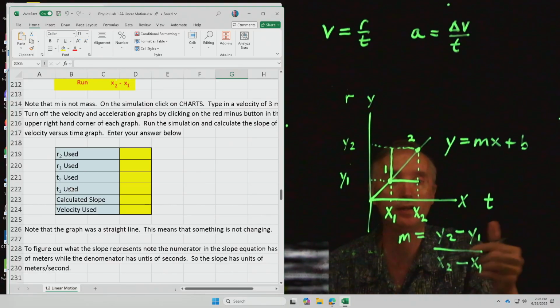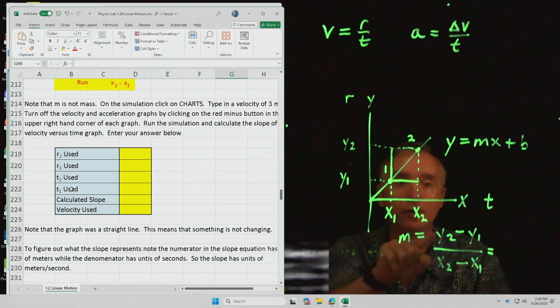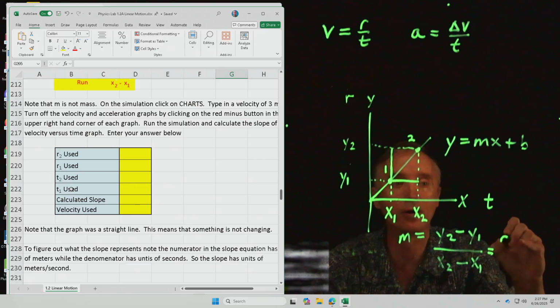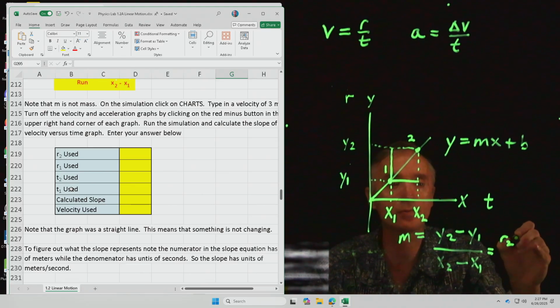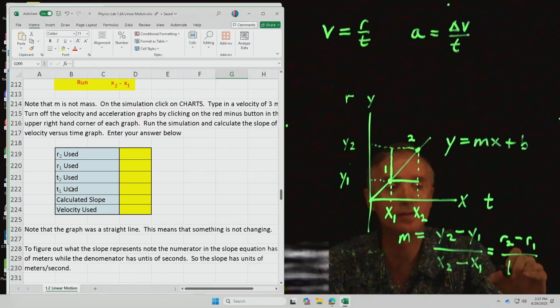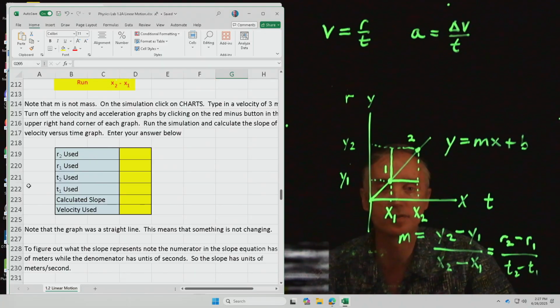calculate the slope using this formula. But the difference is going to be that instead of Y2, so this is up and down, it would be R2. And then this one would be R1. And then down here, instead of X is T. So this is going to be T2 minus T1. So you're going to calculate the slope, and then just write down what was the velocity that you used. So the velocity was 3 up there.